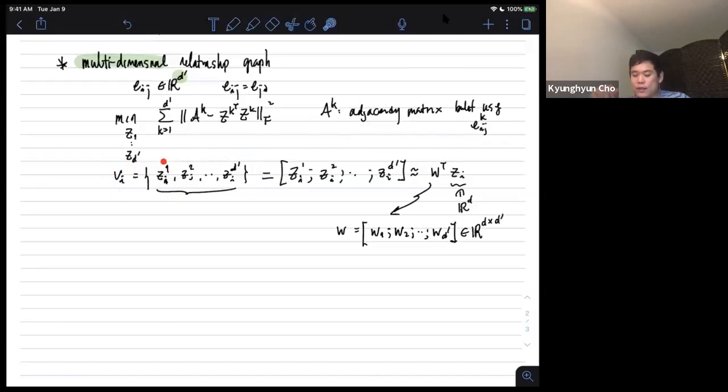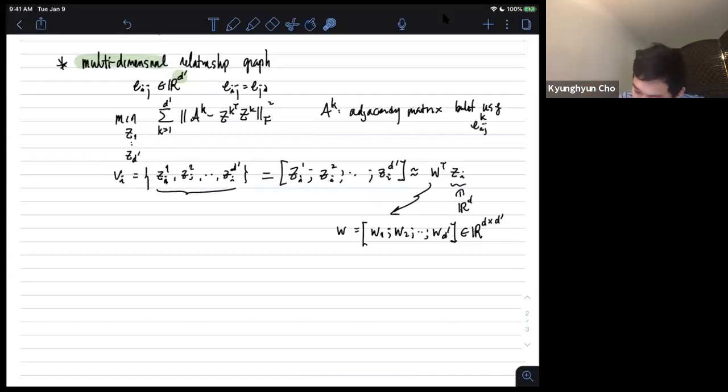However, what we want is to model these vectors as arising from a single vector representation of the vertex. That is z_i here. But then how do we get all these d' many vectors from a single vector notation z_i? It is to multiply this z_i with a weight matrix W that is of size d by d'.